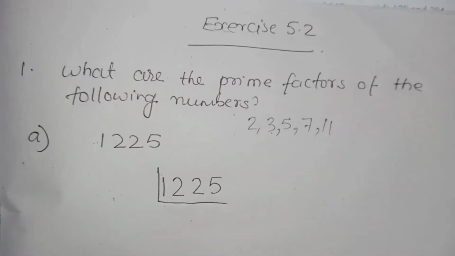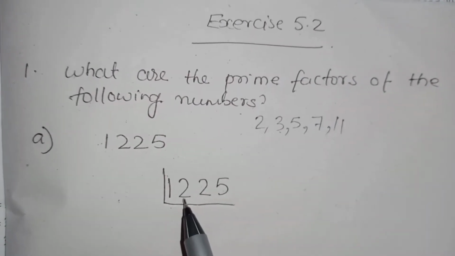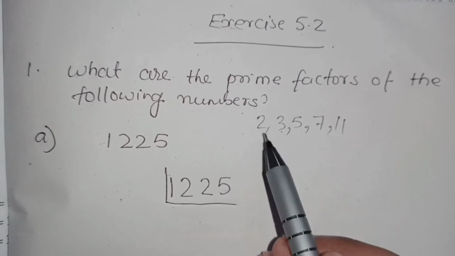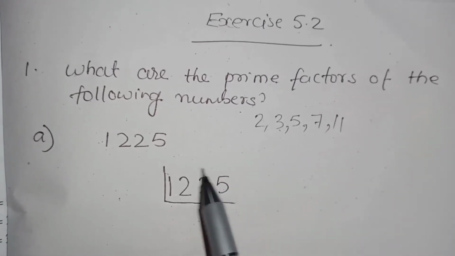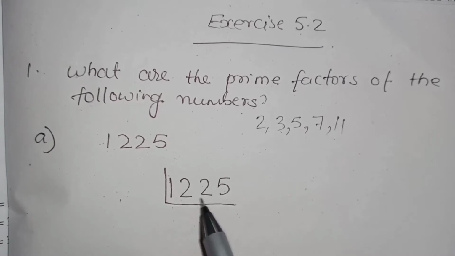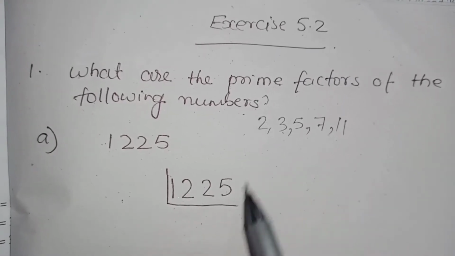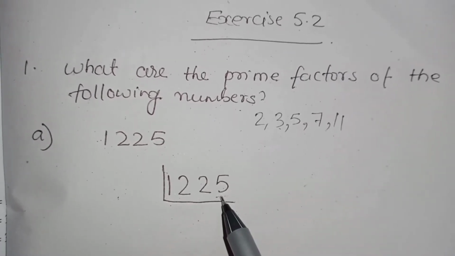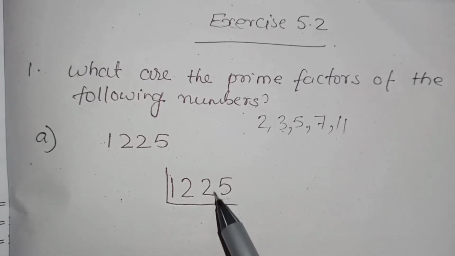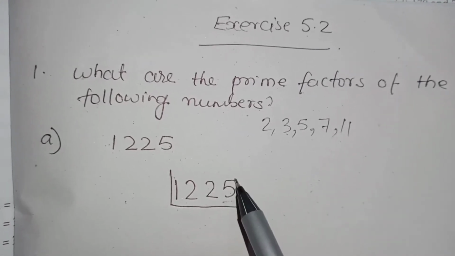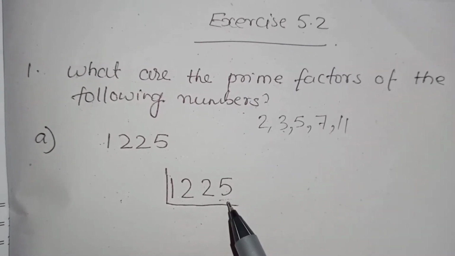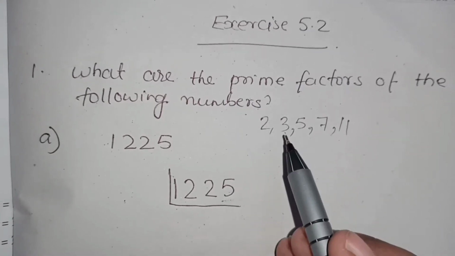So now let us start. We are going to divide this. Let us start with 2. How do we know whether this number is divisible by 2 or not? We have to see the last digit, and the last digit should be an even number. You can see here the last digit is 5, which is an odd number, so it is not divisible by 2. So we will go to the next prime, that is 3.